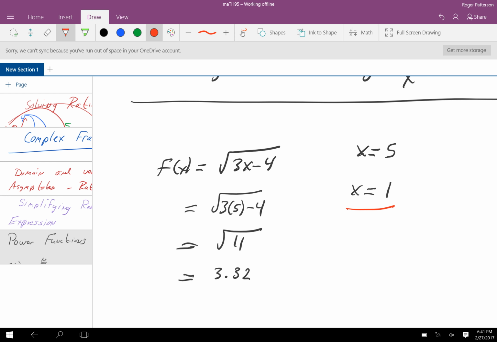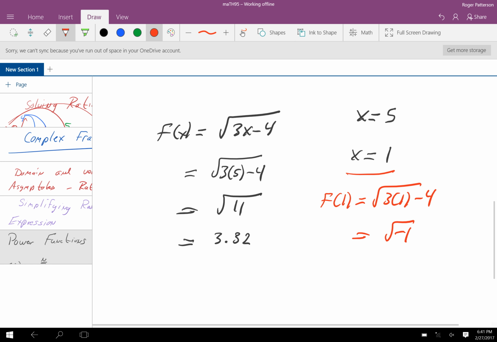So now we'll try 1. So then I'll put 1 in there. So 3 times 1 minus 4. Well, that's equal to the square root of -1. Oh, can't do that. We can't do square roots of negatives. So we would say no, non-real answer. Because it does say if possible. So there's going to be some that would probably be not possible.